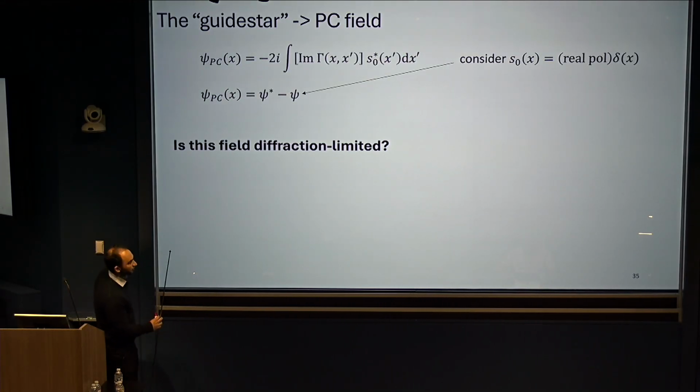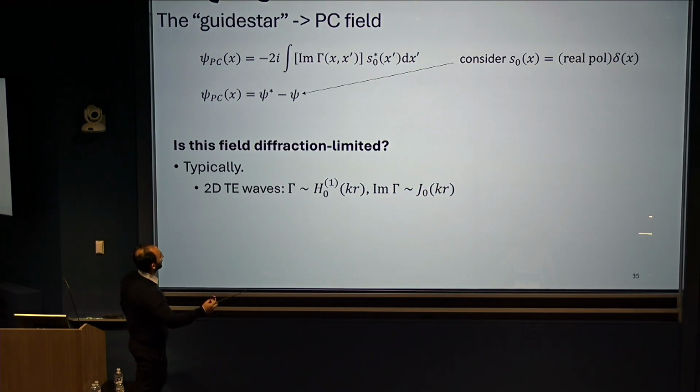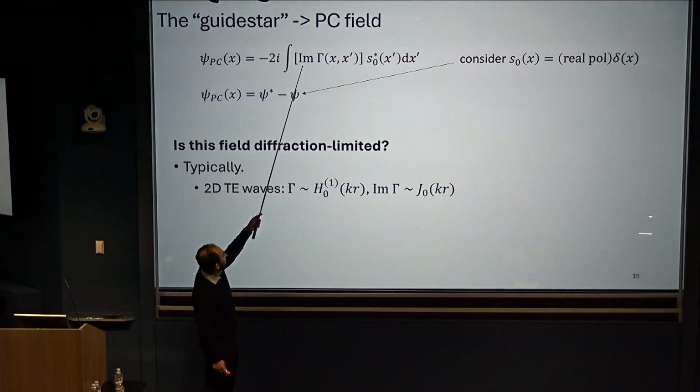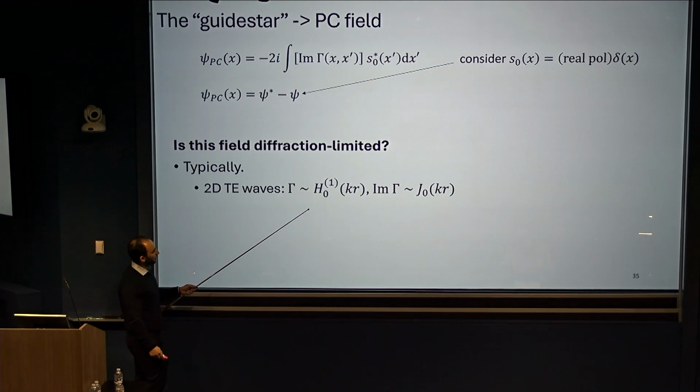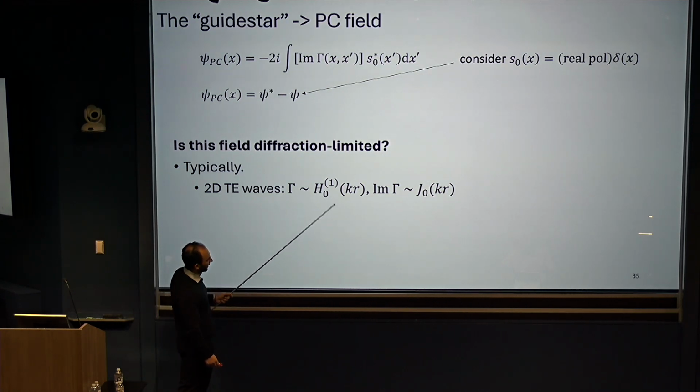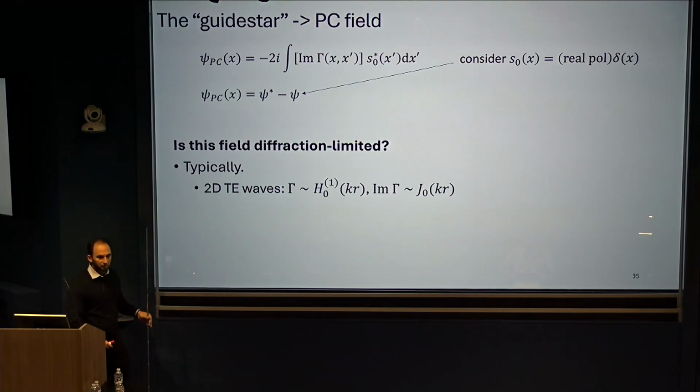Okay, is this field diffraction limited? Hopefully everybody here nods yes, it's diffraction limited. There are a few ways to see this. One is that if you look at the imaginary part of the Green's function, let's say in free space, the normal Green's function is the divergent Hankel function. The imaginary part is the non-divergent Bessel function, which is certainly a diffraction limited field.